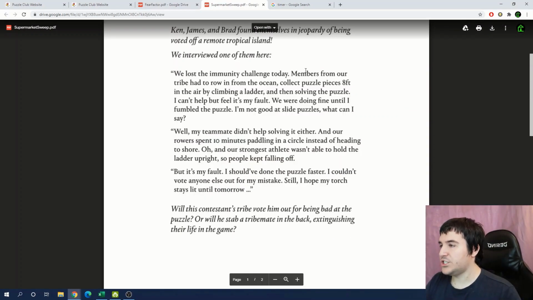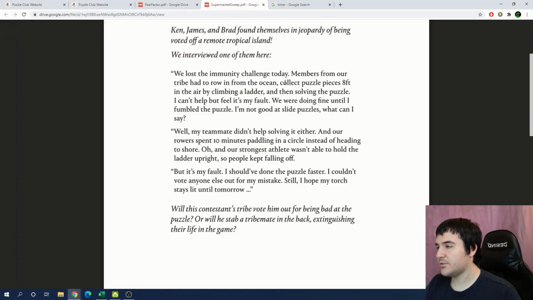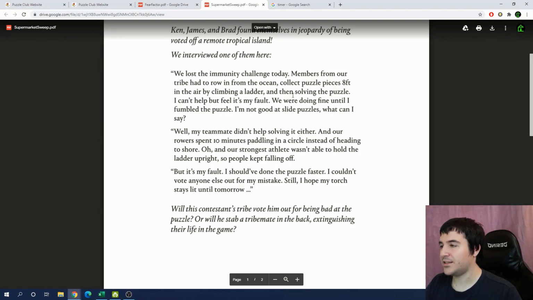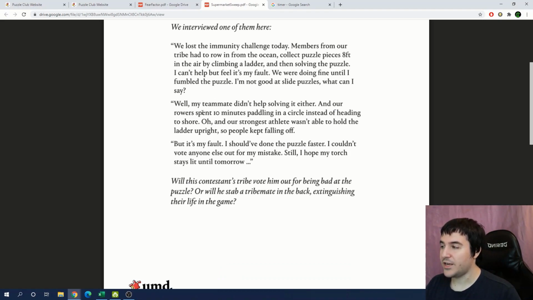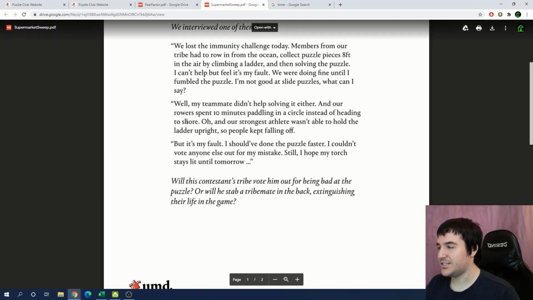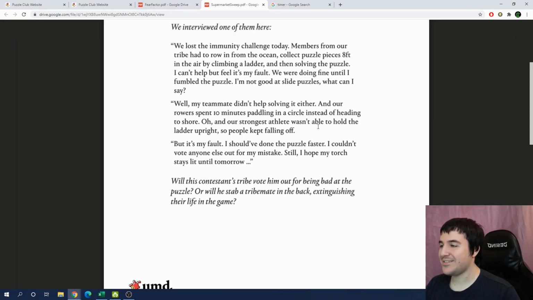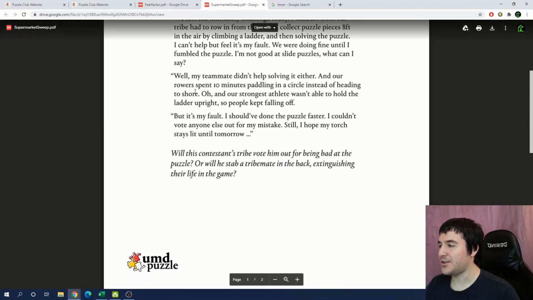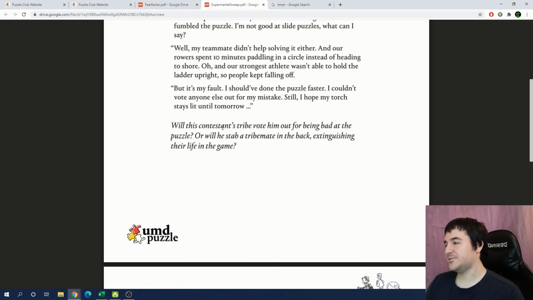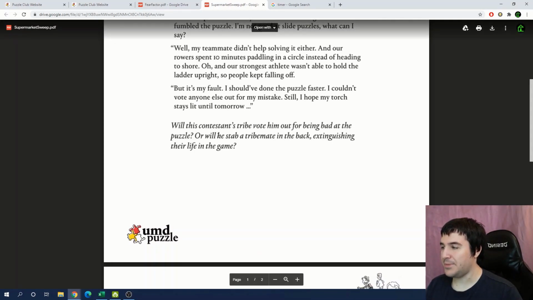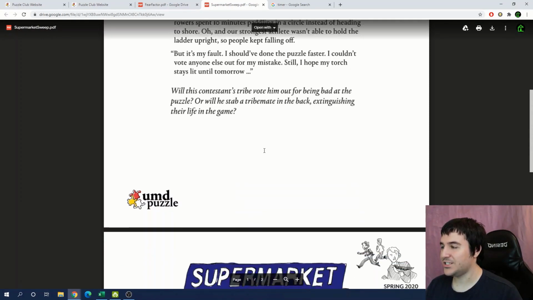We lost the immunity challenge today. Members from our tribe had to row in from the ocean, collect puzzle pieces 8 feet in the air by climbing a ladder, and then solving the puzzle. I can't help but feel it's my fault. We were doing fine until I fumbled the puzzle. I'm not good at slide puzzles, what can I say? Well, my teammate didn't help solving it either, and our rowers spent 10 minutes paddling in a circle instead of heading to shore. Oh, and our strongest athlete wasn't able to hold the ladder upright, so people kept falling off. But it's my fault, I should have done the puzzle faster, I couldn't vote anyone else out for my mistake. Still, I hope my torch stays lit until tomorrow. Will this contestant's tribe vote him out for being bad at the puzzle, or will he stab a tribe mate in the back, extinguishing their life from the game?